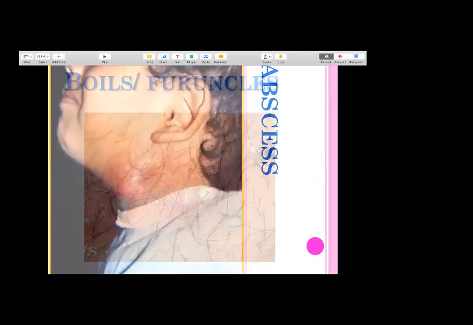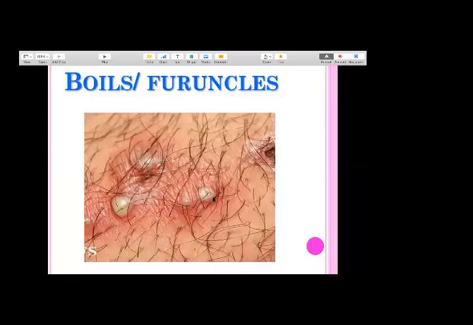What is this? This is boils and furuncles. You have multiple small collections on the superficial epidermis. These are furuncles, which is the infection of the hair follicles. Usually, in between each of them, you can see there's the hair follicle rising up.